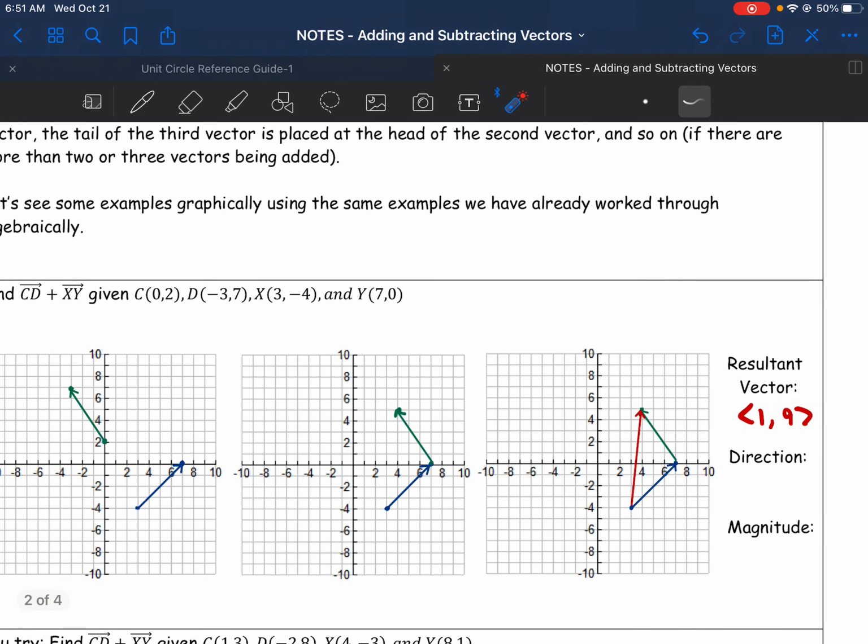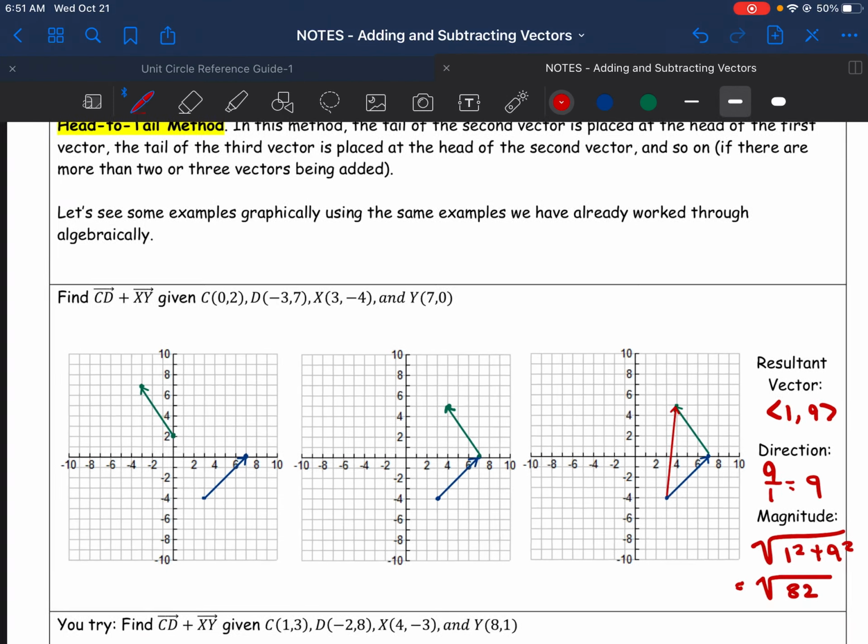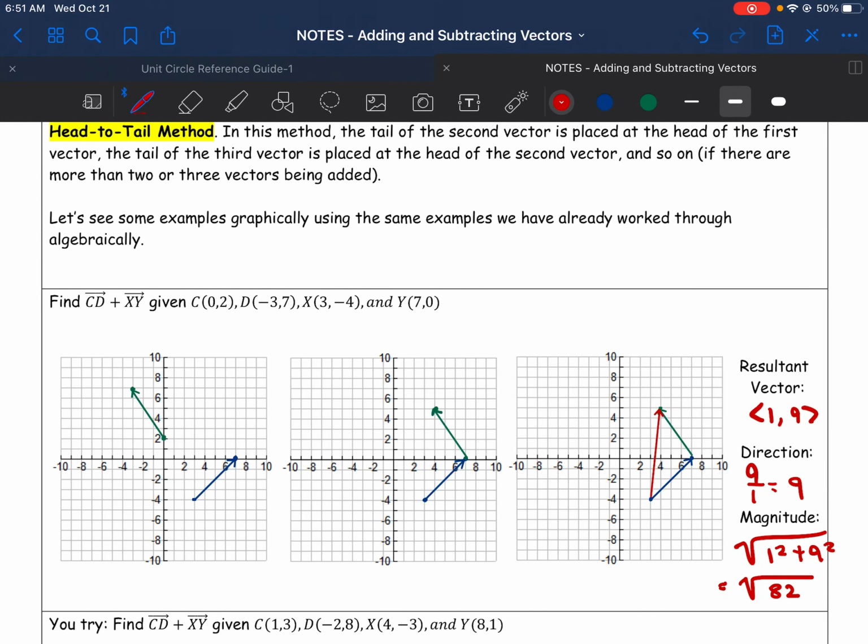We know that the direction of a vector is the vertical component divided by the horizontal component. So the direction would be 9 over 1, which is just 9. And then looking at the magnitude, we have the square root of 1 squared plus 9 squared, and this would give us the square root of 82, which cannot be simplified any further. Okay? Go ahead and try the next example.